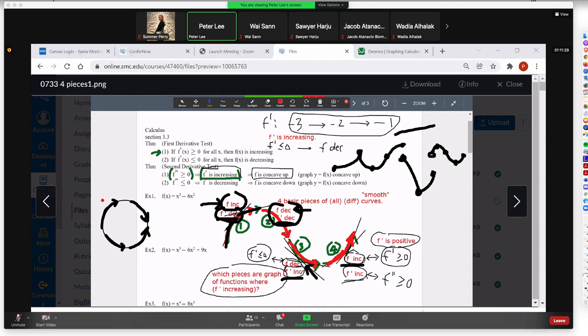If f is increasing, then f prime is positive? No, that is false. What is true is if f is increasing and f is differentiable, then f prime is greater than 0. F is differentiable is the same thing as saying f prime exists. So if f is increasing and f prime exists, then f prime is greater than 0, and that is true. Or the other way of saying it, if f is increasing, then either f prime is positive or f prime doesn't exist. That is true.